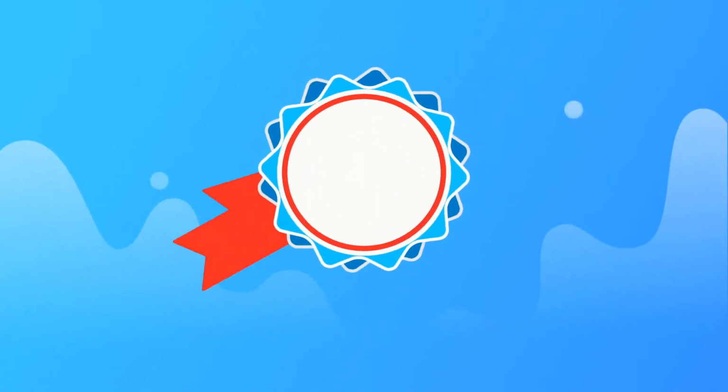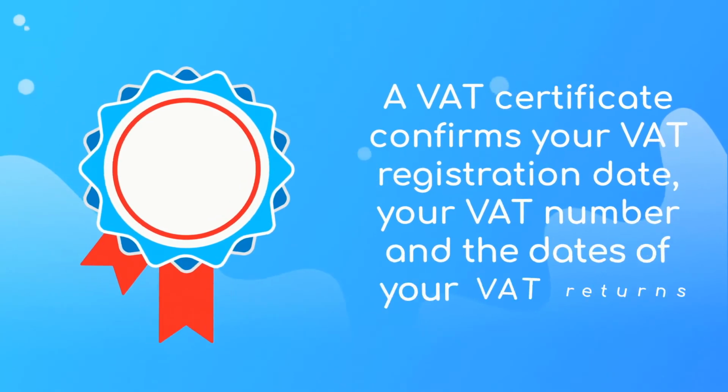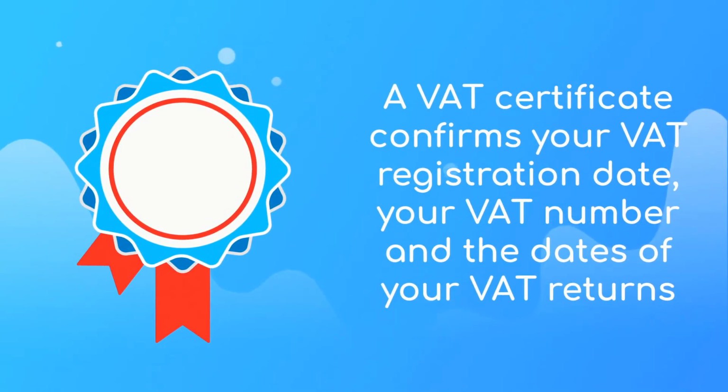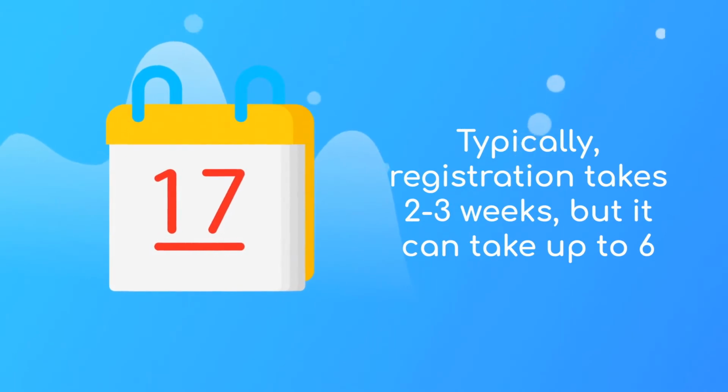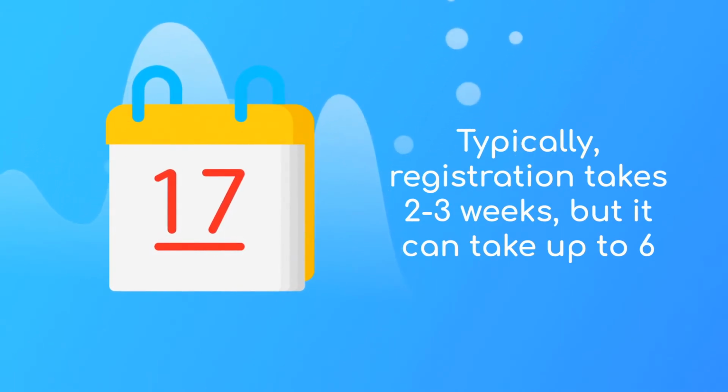When you've registered for VAT, you'll get a VAT certificate sent to you. This confirms your VAT registration date, your VAT number, and the dates of your VAT returns, so keep it safe. Typically, registration takes 2 to 3 weeks, but it can take up to 6, so plan ahead and stay organized.